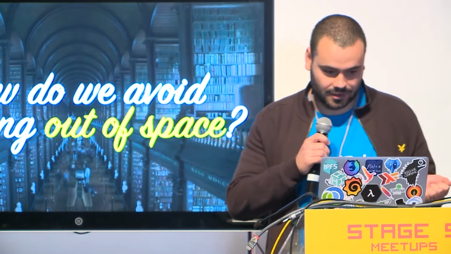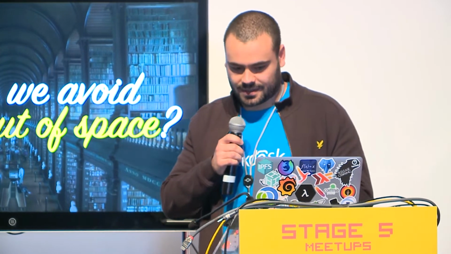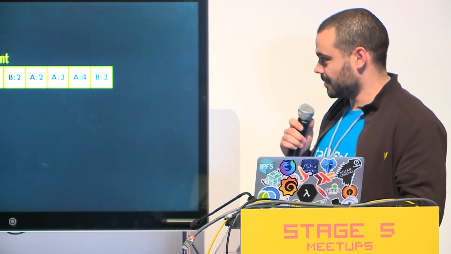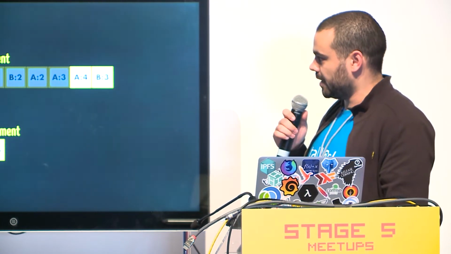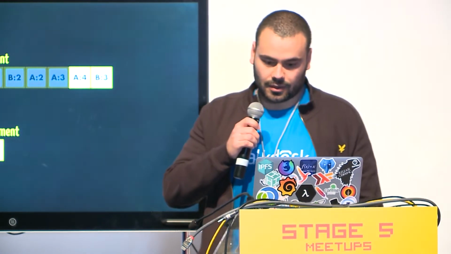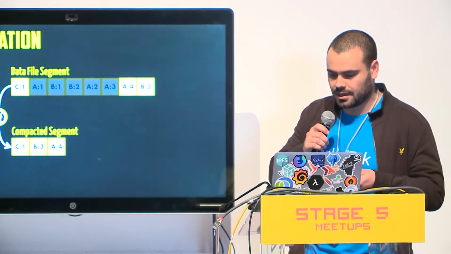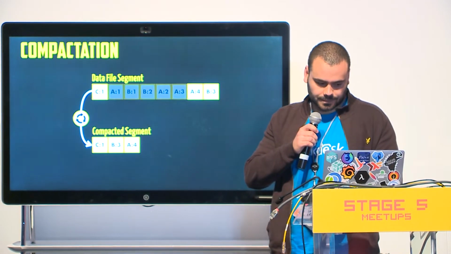Our first concern is, how do we avoid running out of space? And the solution is to use compaction. The idea is to compact the segments into smaller ones by picking the latest values and ignoring the older ones. Note that if you want to delete a given key, we need to append a special deletion record. It's usually called a tombstone.